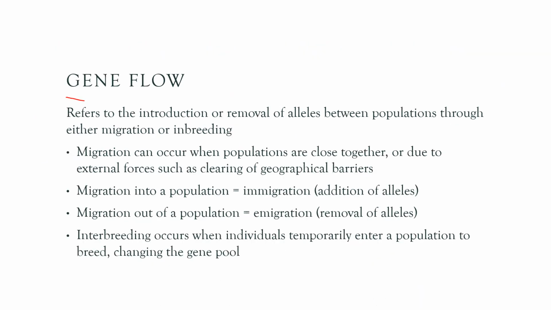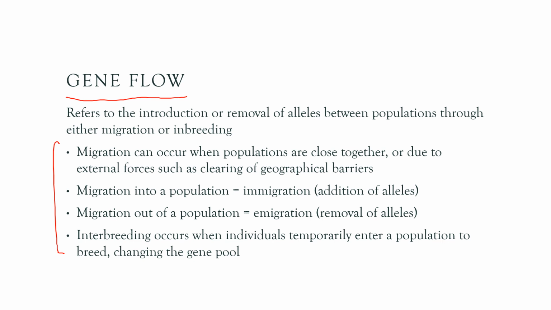We then have something called gene flow. So gene flow is not random, but it's still the change of allele frequencies. But this time it's a change in allele frequencies by introducing or removing alleles between populations through a couple of different mechanisms here. So we can have migration.